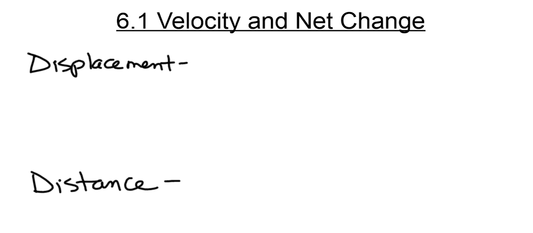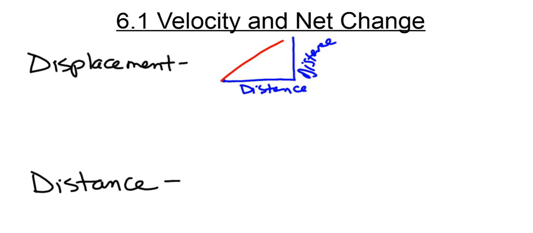And distance is actually how far you've traveled. So there's several different ways we can draw pictures to think about it. If you were going to start here at some place and you traveled directly west some distance and then you traveled north some distance, this would be distance, how far you actually traveled, but this would be displacement, how far you are from home. But there's a difference between distance and displacement.